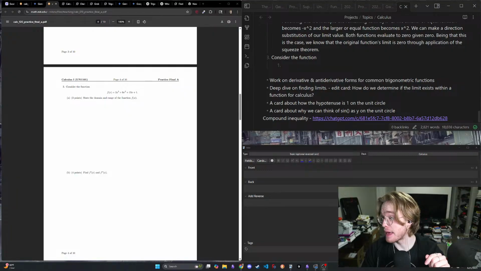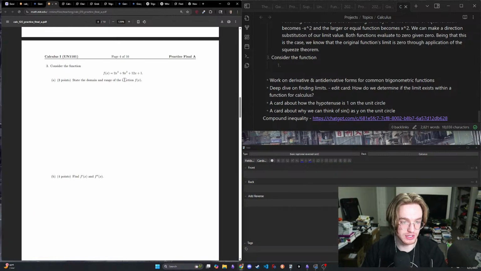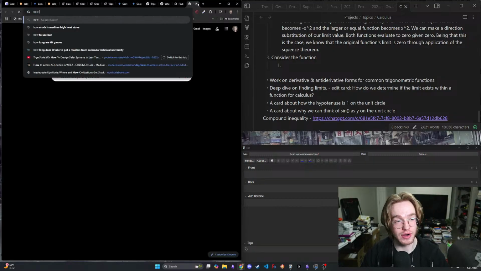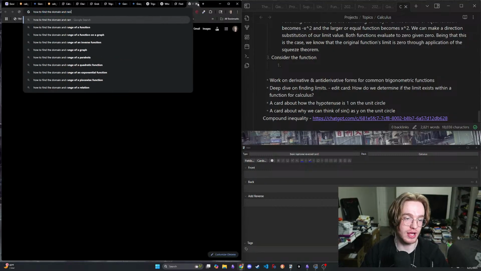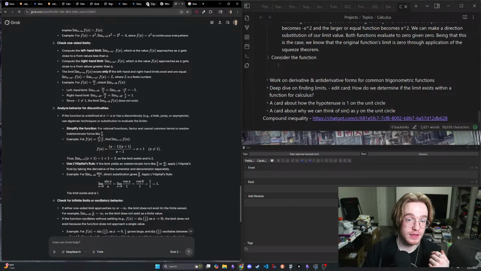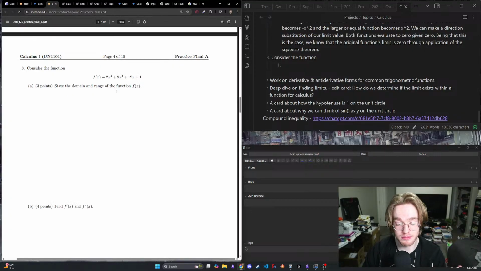Oh, let's see. Let's turn back. So I could have said immediately after I saw this question, I don't know how to evaluate this. And then I could have gone, how to find the domain and range of a function. And it will tell me, right? But I would have missed out on exerting cognitive effort.